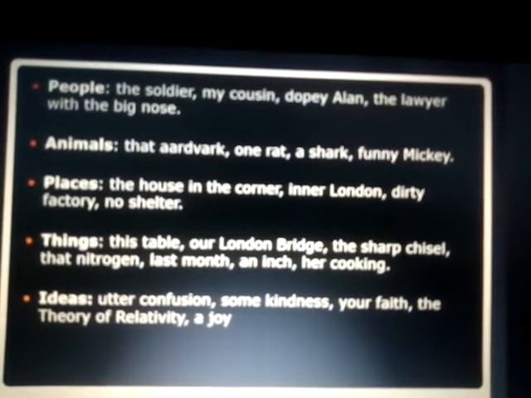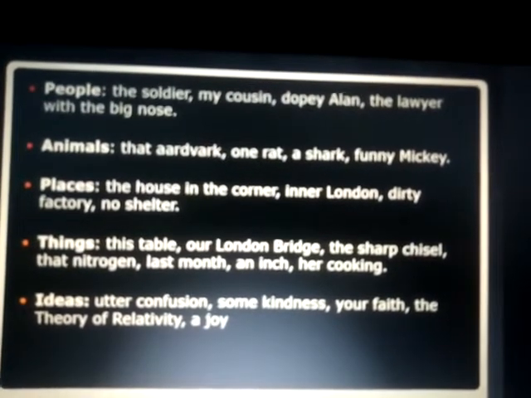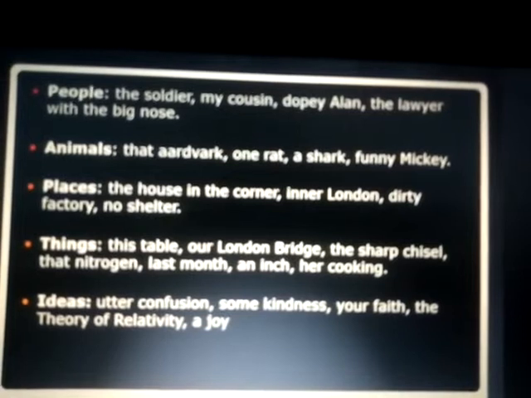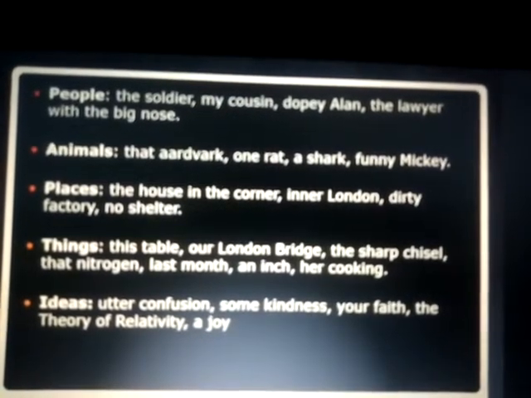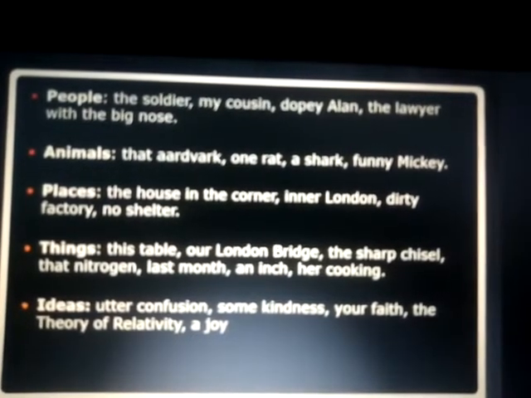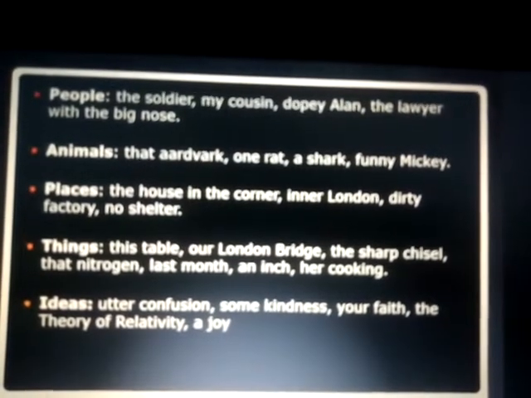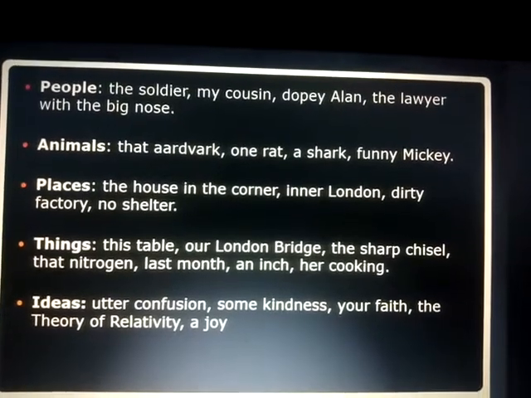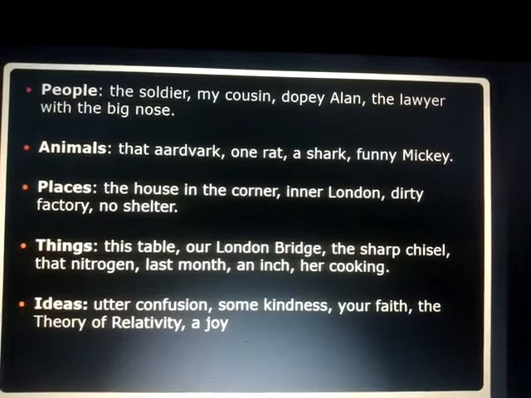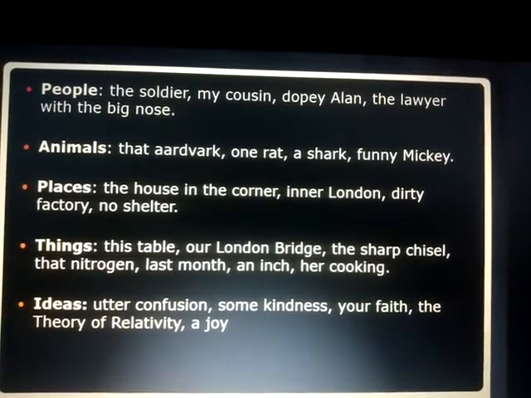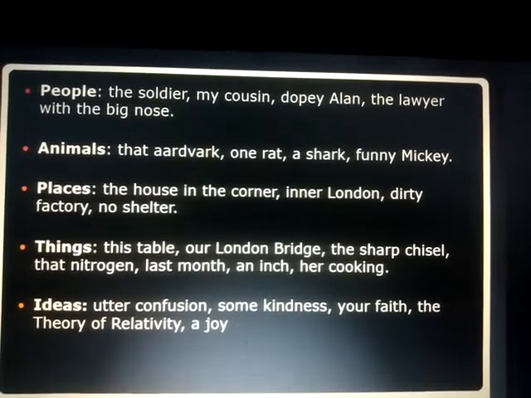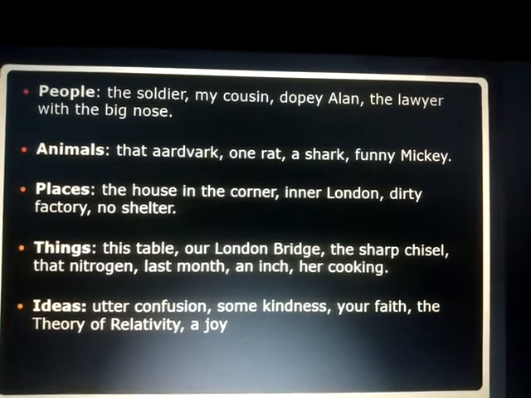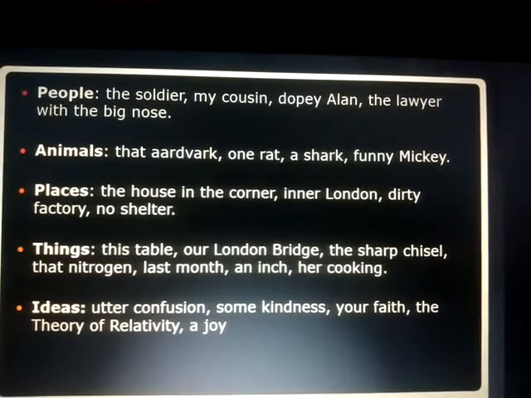Let me repeat the things. This table, our London bridge, the sharp chisel, that nitrogen, last month, an inch, her cooking, ideas, utter confusion, some kindness, your faith, the theory of relativity, a joy.